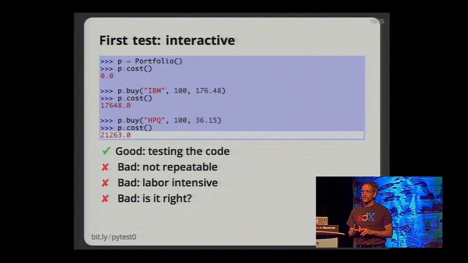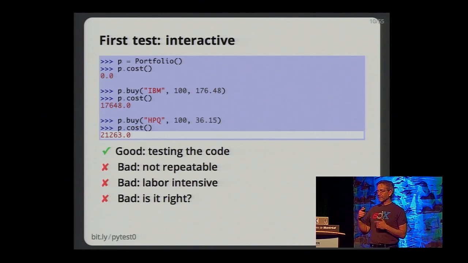But the bad thing is that this is not a repeatable process. If we change the implementation, we're going to have to go and do this again, and we won't remember what it is we tested, and we'll probably miss a case, and that's where the bug will be. It's also labor intensive. You have to type this out every time, and you don't know if it's right. You're going to have to get out your calculator and see if the arithmetic works out right. So let's fix some of those problems.